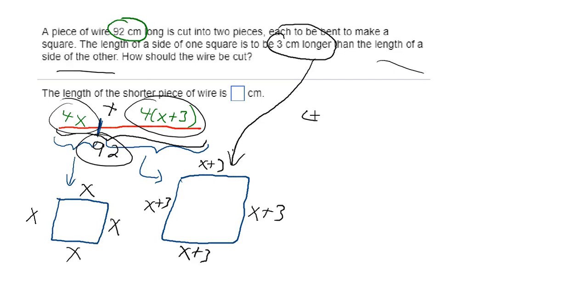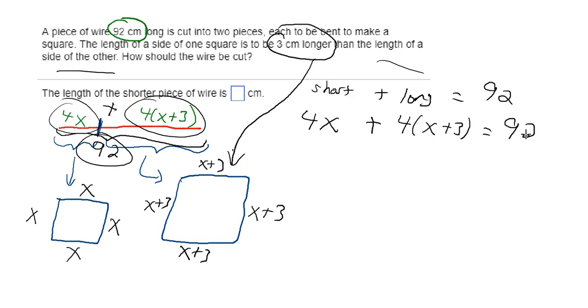So there's my equation. I didn't use words this time to represent that. I could have said the short piece of wire plus the long piece of wire has to add up to the total length, which is 92. So maybe that's not a bad idea to go ahead and do that. Sorry, my handwriting's getting a little erratic here. So the length of the short piece of wire is represented by 4x. The length of the long piece of wire is represented by 4 times x plus 3. And together those are going to add up to 92. And so there's my equation.